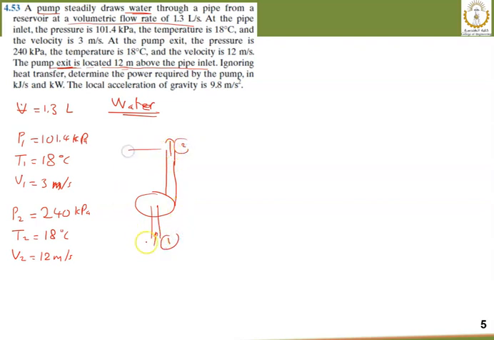So the difference in the height is 12 meters. This is the pump. So we have Z2 minus Z1 equals 12 meters. Okay. Determine the power required by the pump, in kilojoule per second or kilowatt.